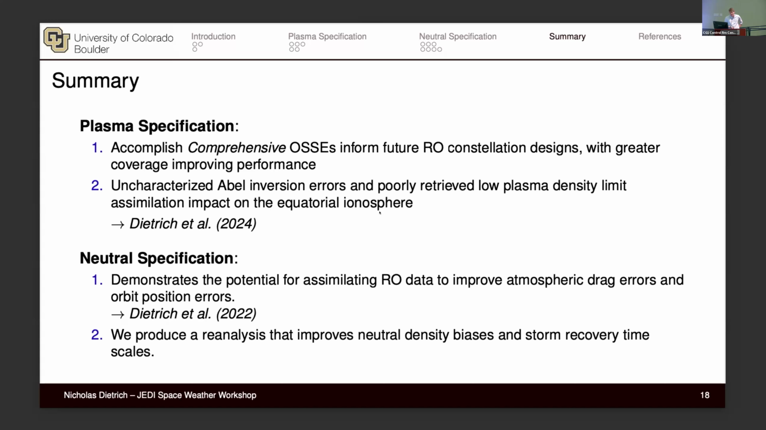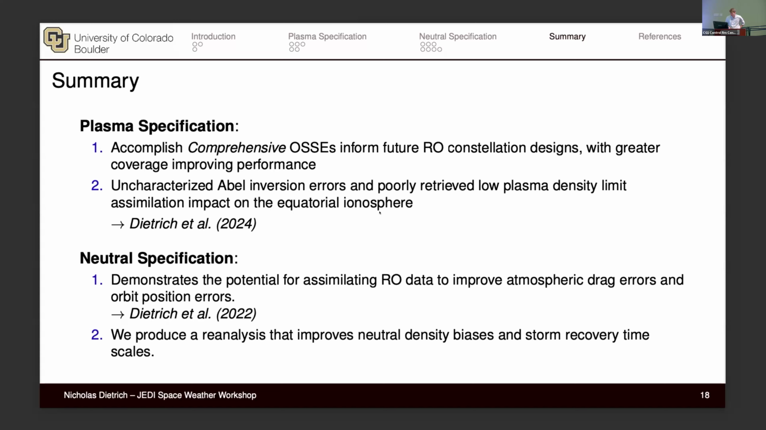Where for plasma specification, we show comprehensive OSSE approaches, hopefully providing information for better constellation design and coverage in order to get optimal performance. And then with the OSSE we can also better characterize these Abel inversion errors in regions where they have negative impact, and also highlight the positive impacts as well.